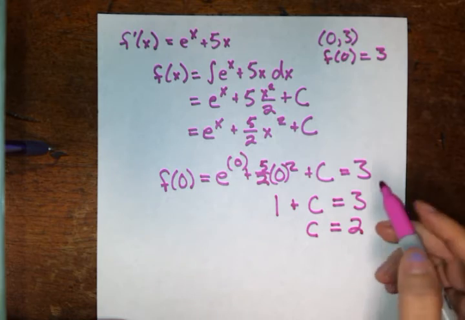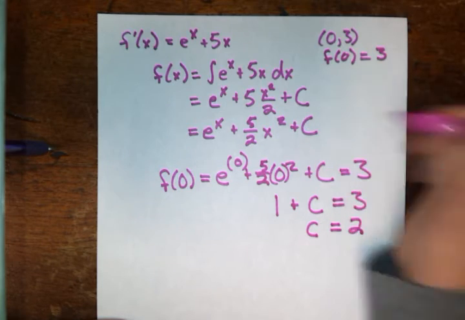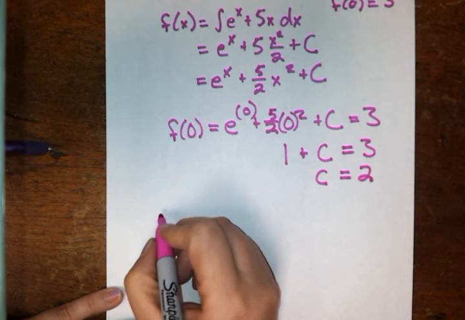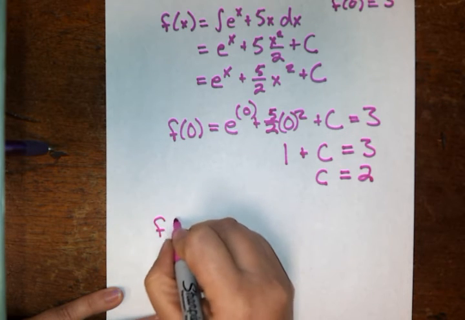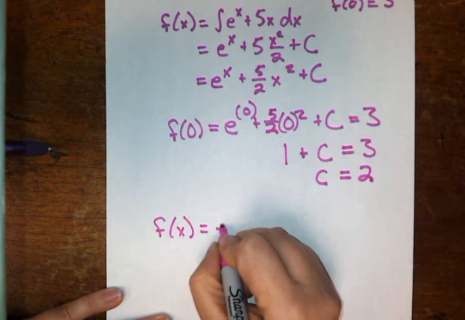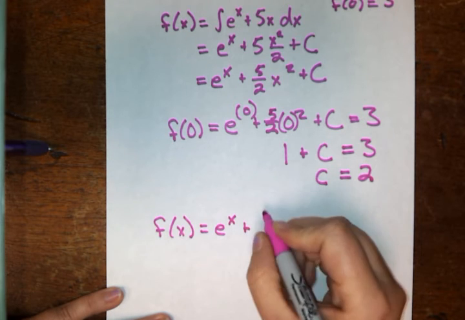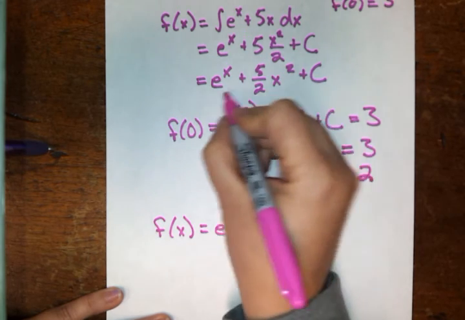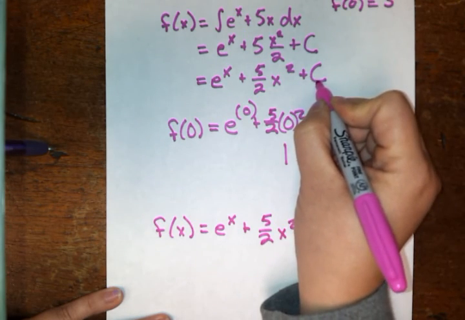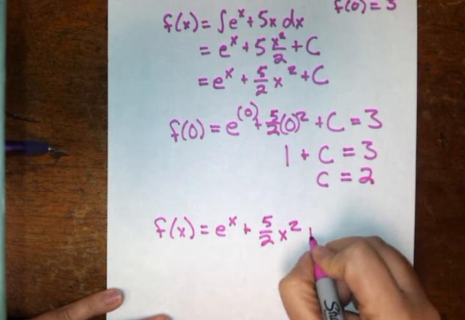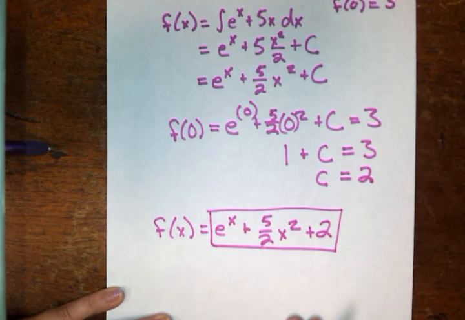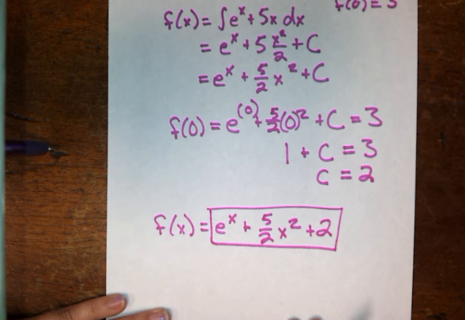So all I need to do now is plug that 2 back in where the c was. So my final answer that I'm going to be entering is f of x equals e to the x plus 5 halves x squared. That's what I found up here. What I didn't know was c, but now I know that c equals 2. So that's going to be plus 2. And that is how you solve question number 15.